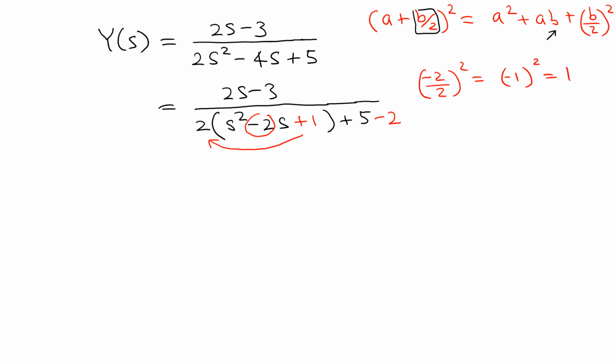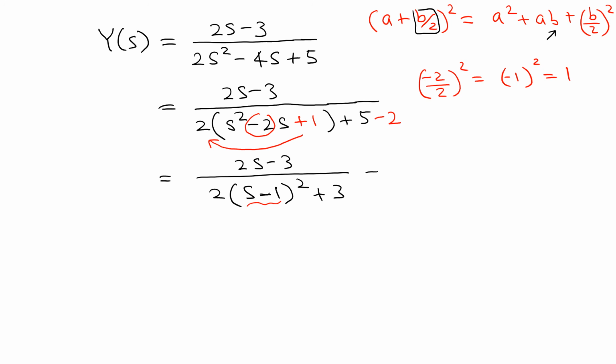Now we do the algebra. When you add that special term, the term inside the parenthesis is going to be a complete square. So you can write this as 2s minus 3 divided by 2 times (s minus half of the coefficient, which is negative 1, squared), and then plus 3 in this case. So that's what you get. Now we are not done yet. We try to recreate s minus 1 in the numerator as well, so that we can use some formulas.